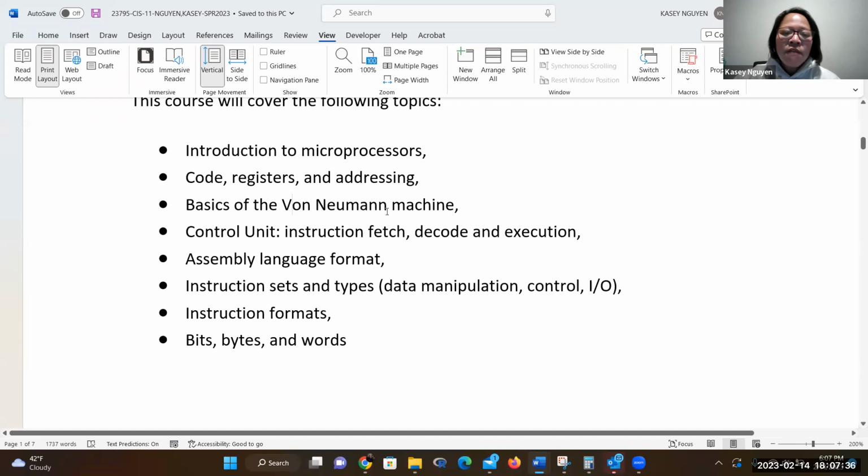Then we're going to look at the von Neumann machine or model. We're going to see how the computer is created and how the microprocessor plays an important role in computing. Then we're going to look at the control unit, which is part of your microprocessor. We're going to look at instructions, how they're fetched, decoded and executed. So when you write something in C++ and your compiler compiles your code, how is that being done at the low level? We're going to compare that to C or C++.